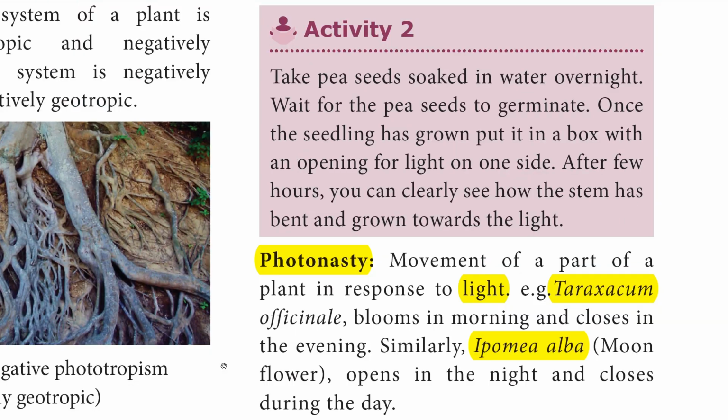Similarly, the next activity is activity number 2. You take some pea seeds and soak them in water overnight. Wait for the pea seeds to germinate. Once the seedlings are coming out, you take a closed box and put the seeds in it, and you make a small opening at one corner of the box through which the light can enter. Leave it for a few hours. We can clearly notice that all the stems of the seedlings have bent towards the source of the light, that is towards the opening which we have made in the box. This shows clearly that the plant stems are positively phototropic.